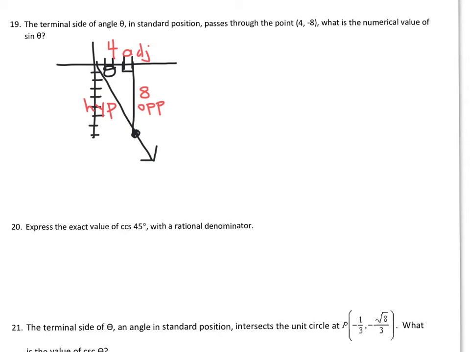All right, so that being said, we could plug in 4 and 8 for a and b, and it doesn't matter which one you plug in where. All right, so I'm going to do 4 squared plus 8 squared equals c squared.